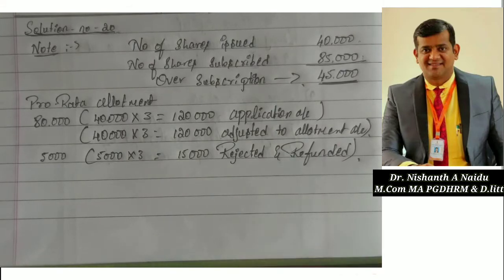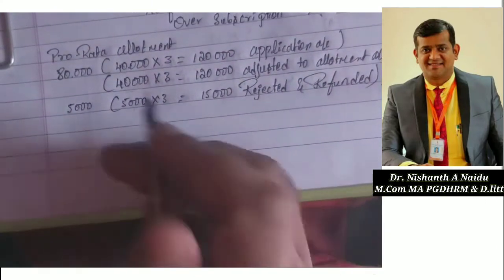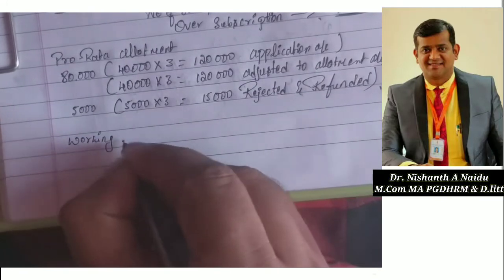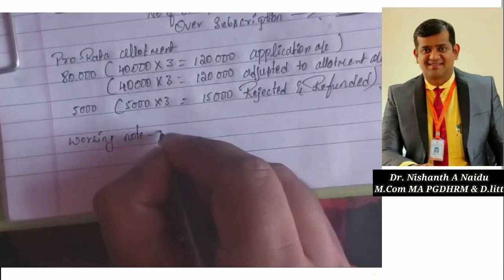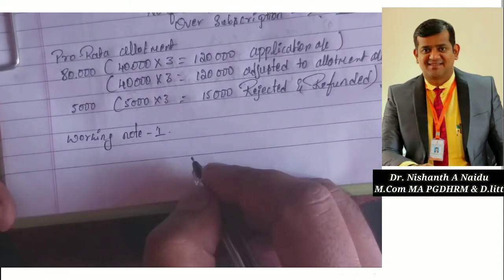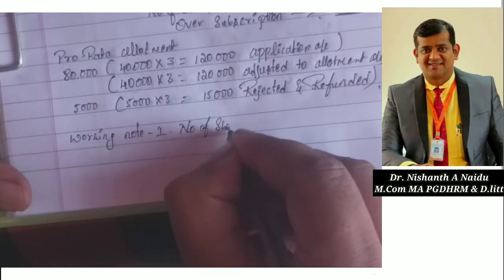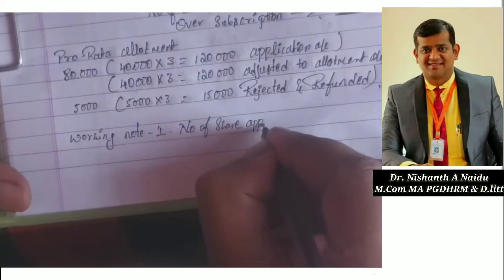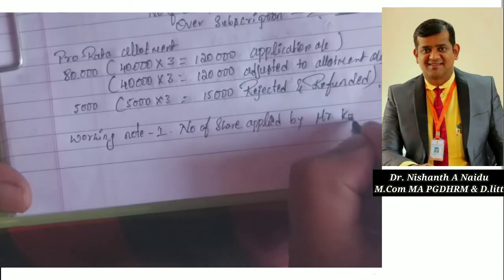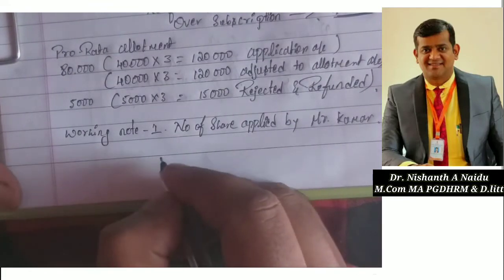That is a regular working note. Wherever there is a failure in payment of allotment money, we have to do all those working notes. So let us do the working note. Working note number 1: number of shares applied by Mr. Kumar. Okay, so now the regular calculation.